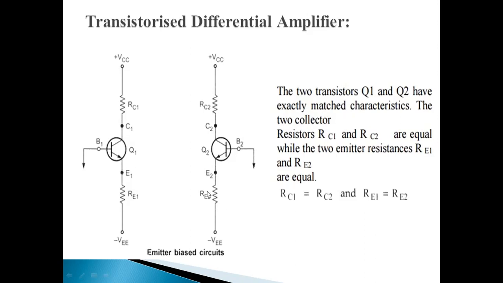Okay, so these two resistors must be the same. Emitter resistance must be the same. Collector resistance must be the same. That is, RC1 equals RC2, and RE1 equals RE2.